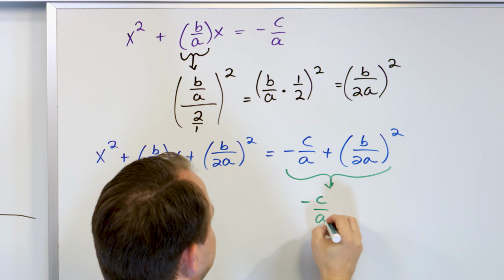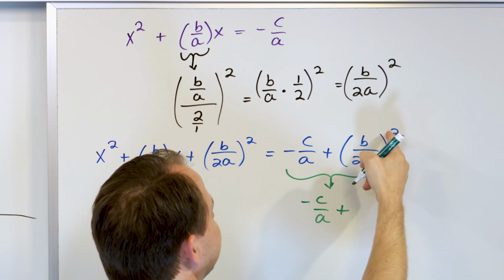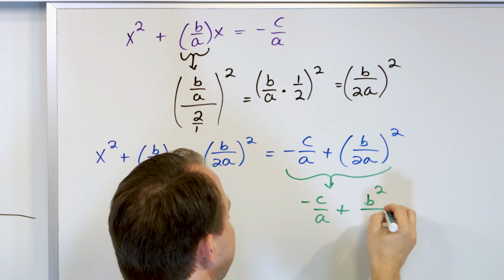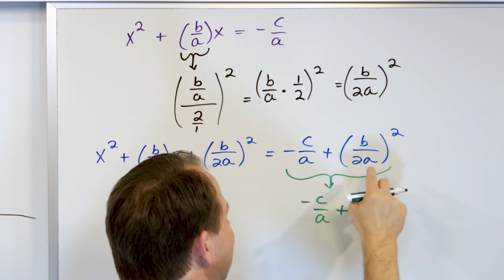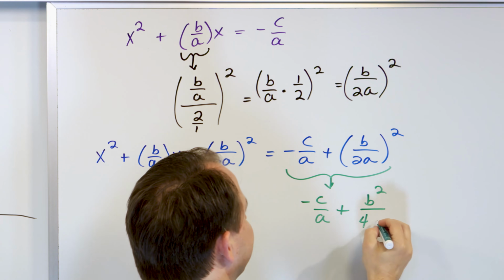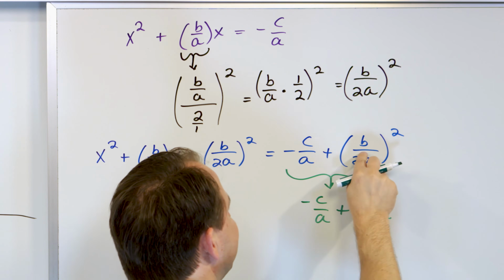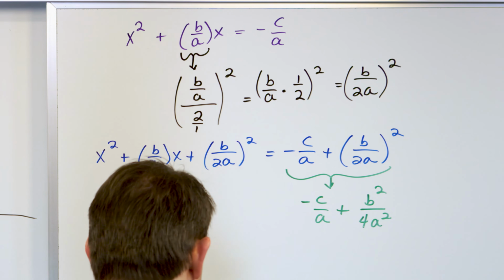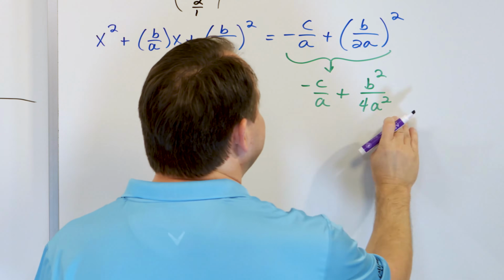Negative c over a plus, now this square is going to apply to the b and also to the 2a. So it's going to be b squared, and then it's going to apply to the 2a as a unit, which means it's going to be 4 times a squared. It's going to apply to the 2, making it 2 squared, and to the a, making it a squared, so 4a squared. All right, now we have to add these fractions together.